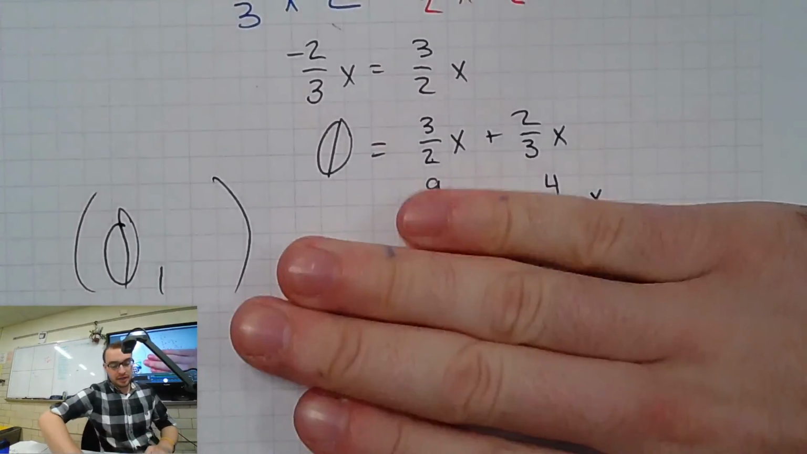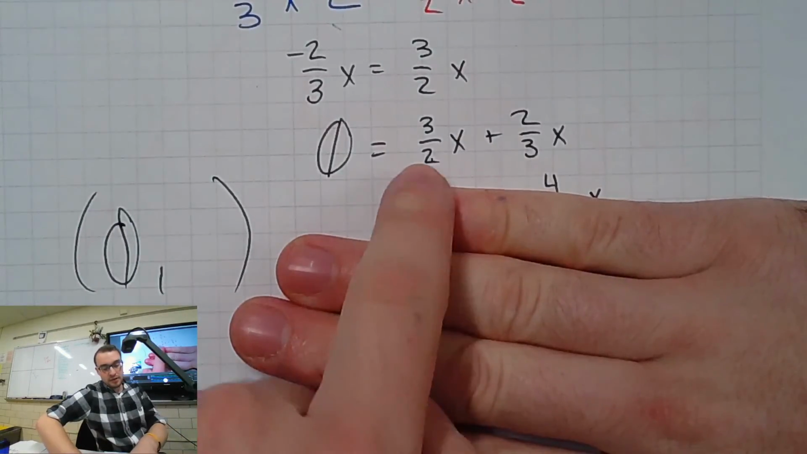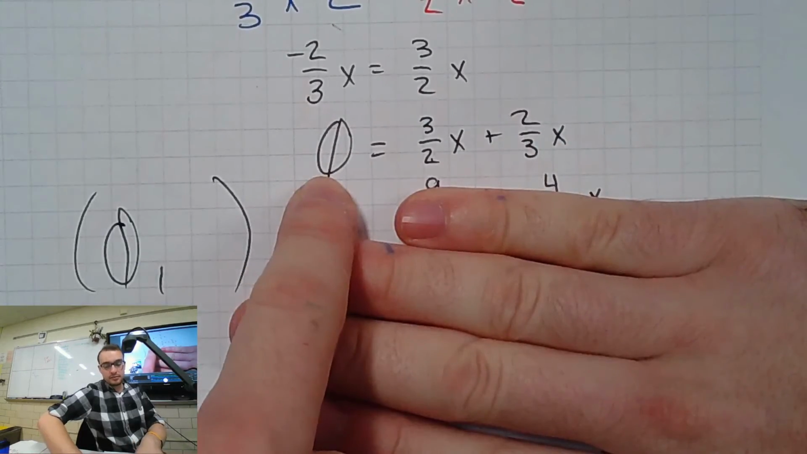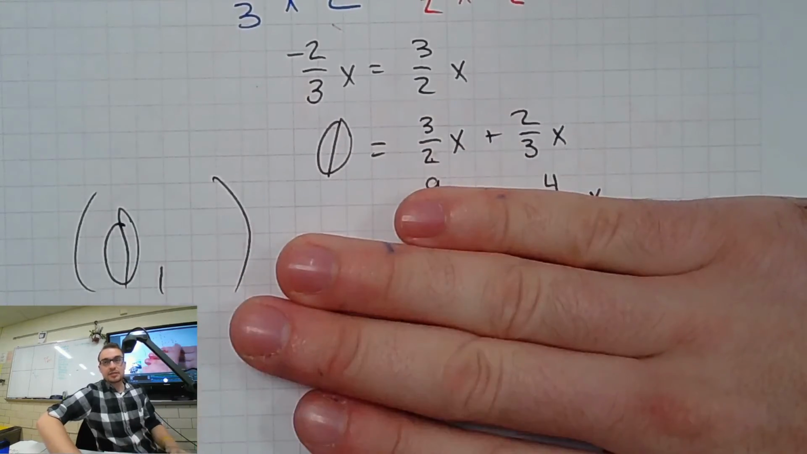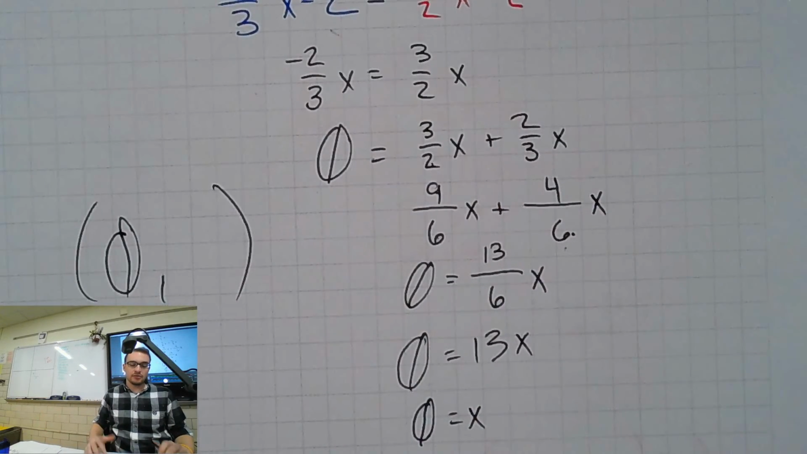We could have stopped right here if you were clever and realized, hey, we have something plus something equals 0. It's going to have to be 0 for x and 0 for x. Well, I mean, if you're clever, you can think outside of the box. But if you're not, do the math.